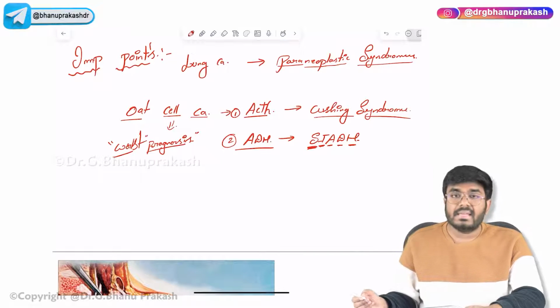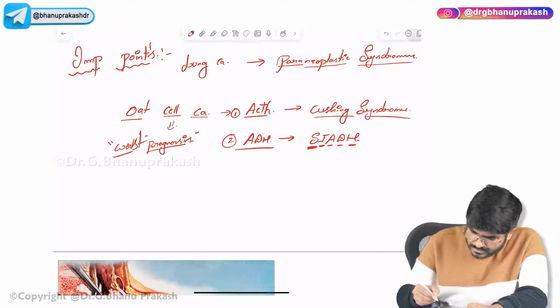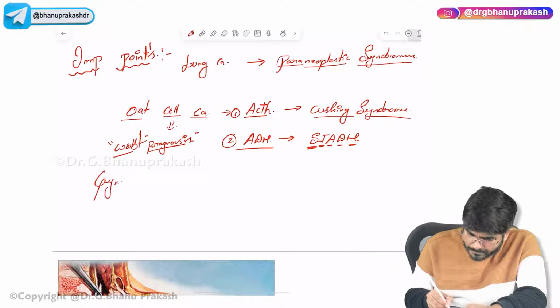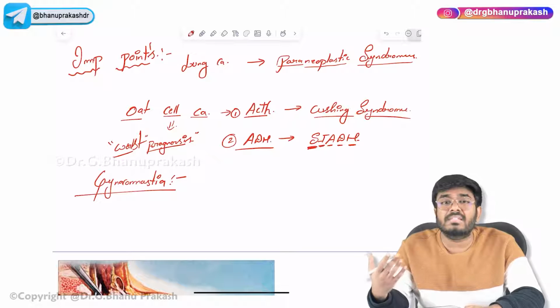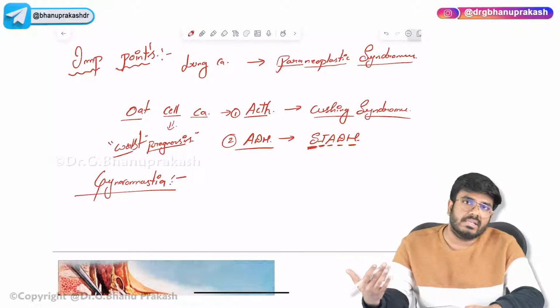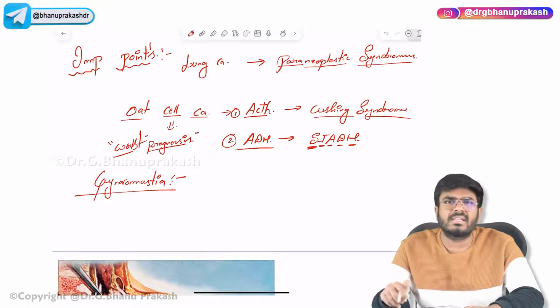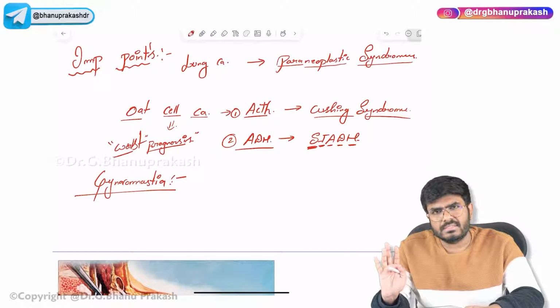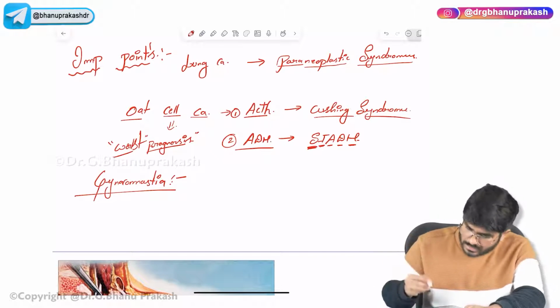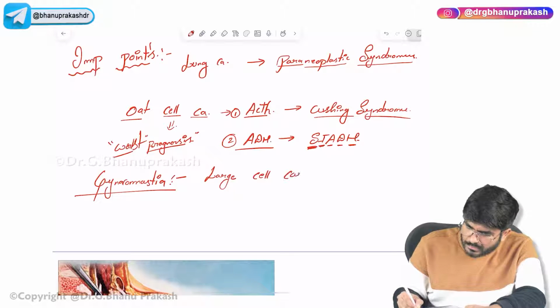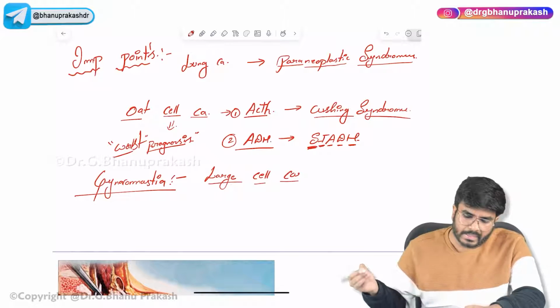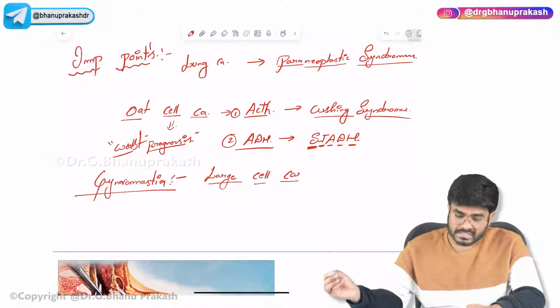Then next, which lung cancer is associated with gynecomastia? So what exactly is gynecomastia? Enlargement of the breast in males. Okay, males are getting enlargement. Something is getting larger, the breast is getting larger. So out of the 4 different types of cancers, which cancer do you think is going to cause enlargement of the breast? It's large cell carcinoma. Okay, large cell carcinoma is associated with gynecomastia.